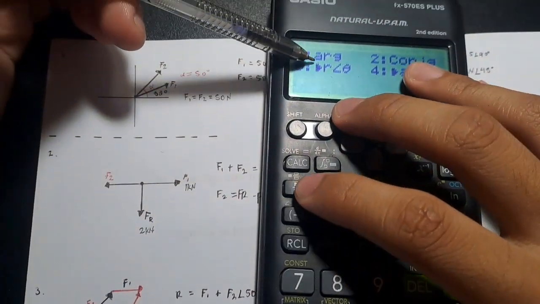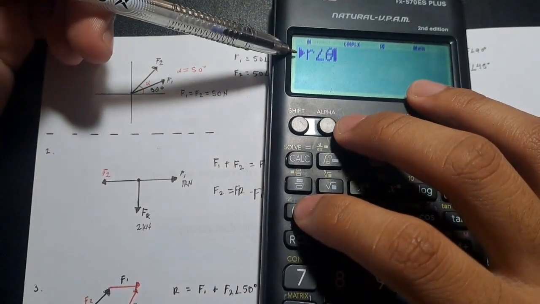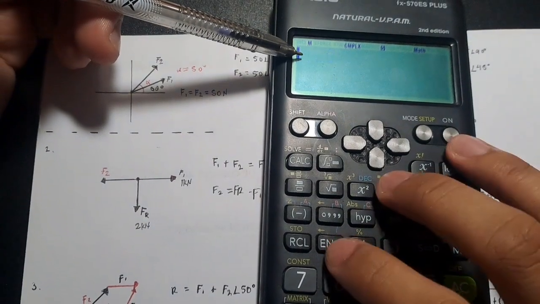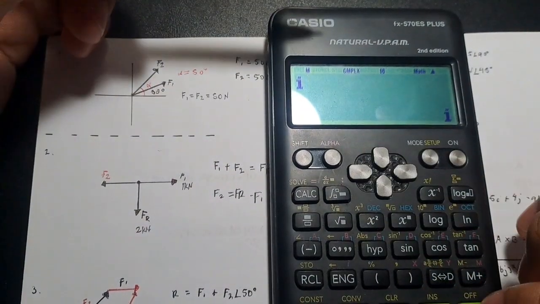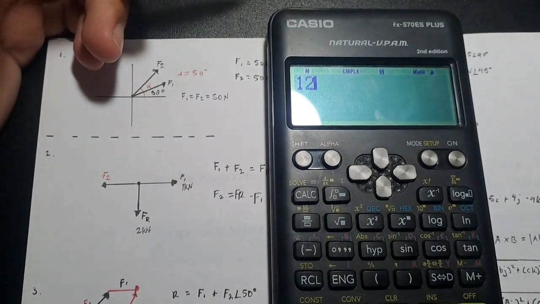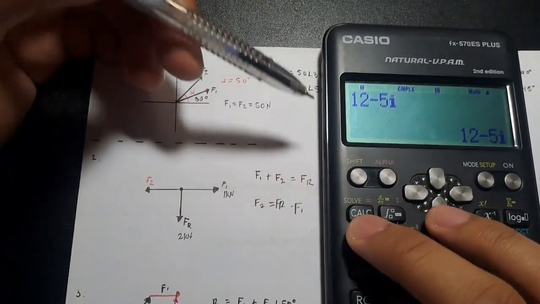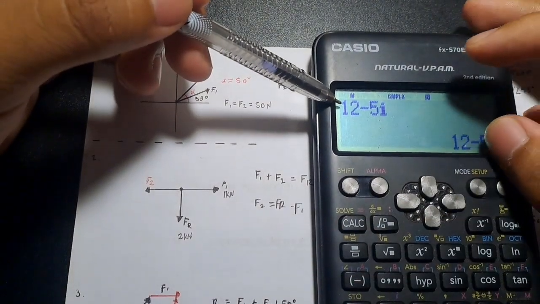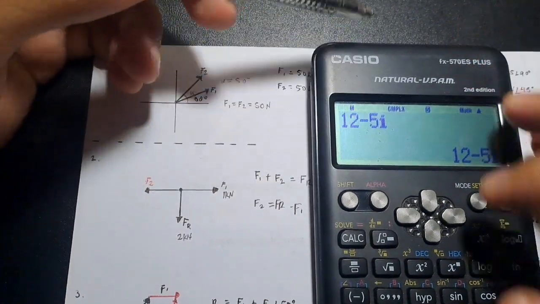And we will be using our angle theta, number 3. Ayan. At yung i naman sa complex will stand for y-axis. So, kung, for example, nakalagay ito, 12 minus 5i, ganyan. So, that would mean, ang x mo is 12, ang y mo is negative 5. So, ganun lang sa complex.